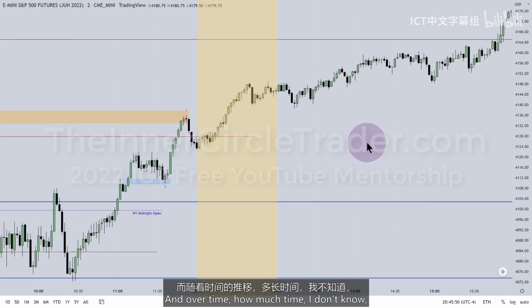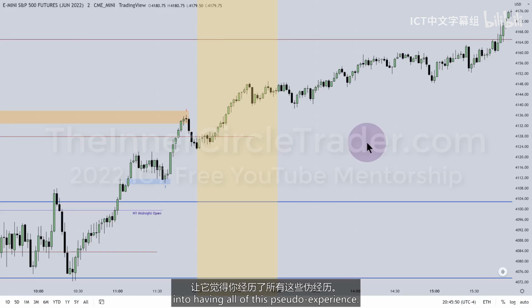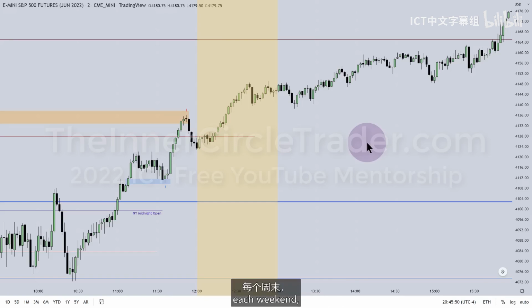And over time, how much time I don't know, but when you do this for weeks and months, maybe half a year or so, certainly by the first year of doing it, you will have tricked your brain into having all of this pseudo experience. The benefit of this, because you're logging the chart and making it look like this and retaining it and then referring back to them each weekend, looking at the previous week, looking at the previous month, and just scrolling through your charts and reading your annotations.